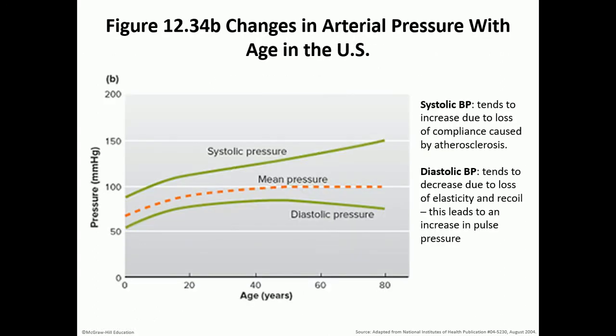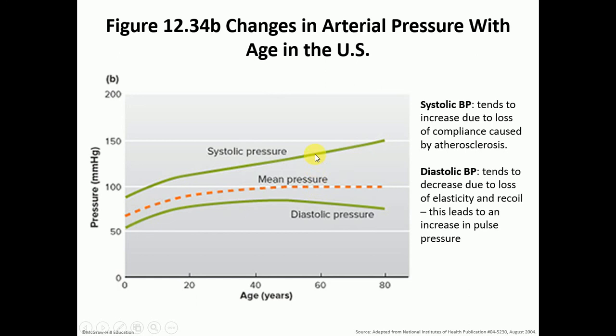Now, as we age, our blood pressure changes as well. Okay, so the upper number in a blood pressure is your systolic pressure, while the lower one is your diastolic blood pressure. Systolic blood pressure tends to increase as we age because of the development of atherosclerosis. So we're going to lose that compliance that we had before atherosclerosis kicked in. While at the same time, diastolic blood pressure tends to decrease, and that's due to the loss of the elasticity and recoil.